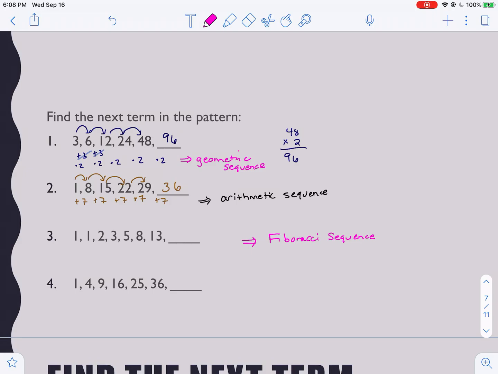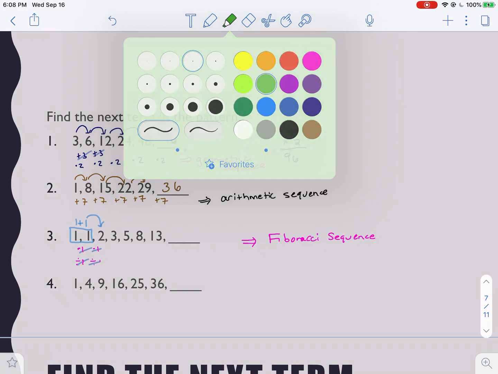So 1, 1, 2. Well, I could do 1 times 1 and I get to 1, or 1 divided by 1 and I get to 1, but that doesn't work for the next pattern. So multiplying by 1 and dividing by 1 are out. This is an interesting pattern because in order to generate it, you have to look at the two terms that come before it. So what's 1 plus 1?